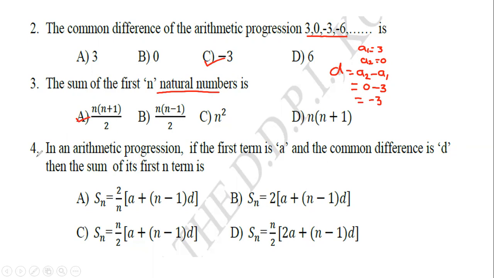Next, the fourth question: in an arithmetic progression, if the first term is A and the common difference is D, then you need to find the sum of the first n terms. Yes, we know the formula: Sn equals n by 2 into 2a plus n minus 1 into d. It is in option D. So option D is correct.